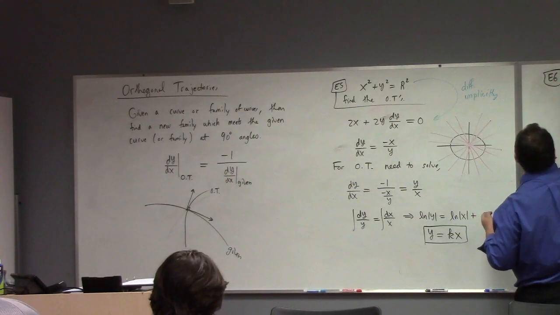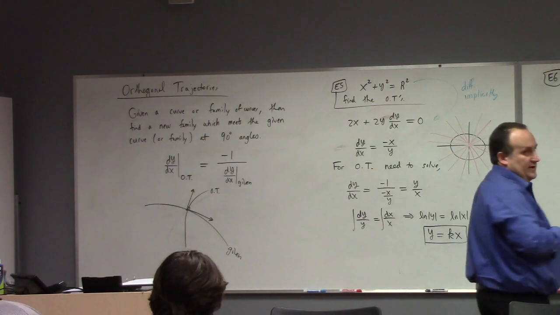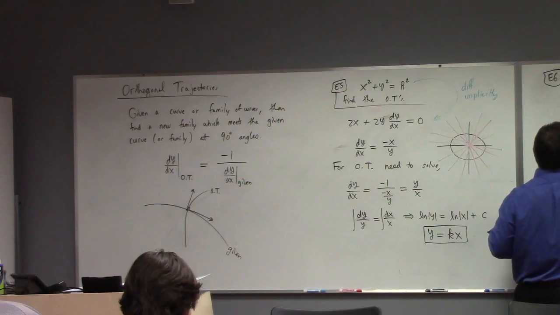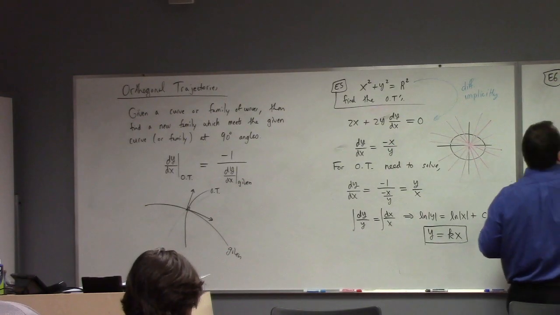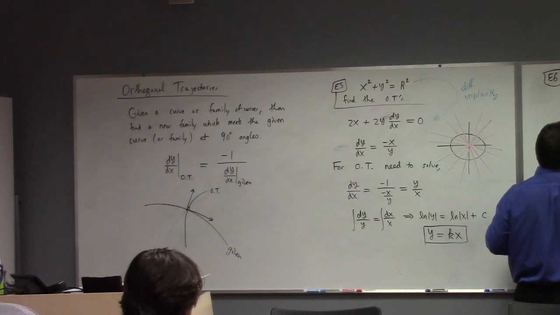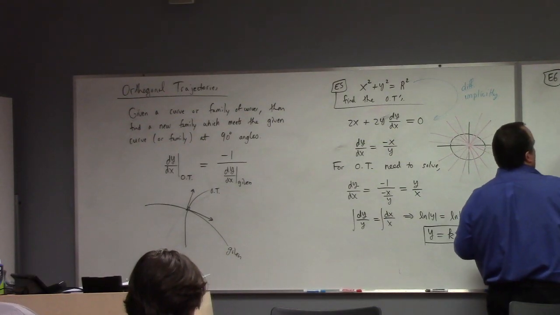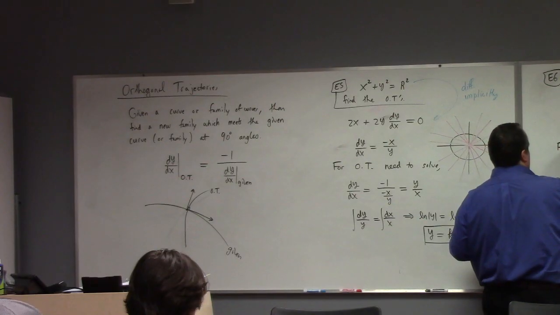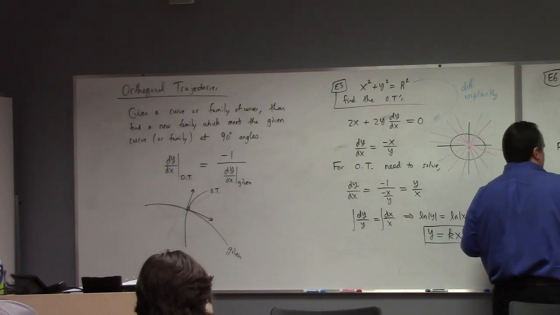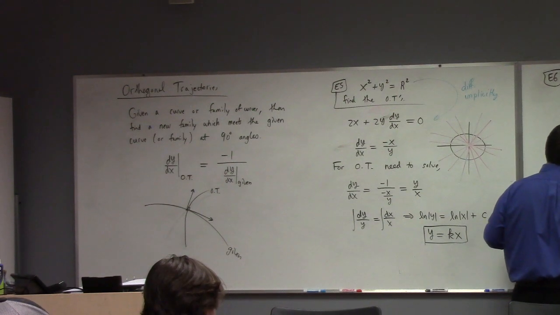Example 6: if you're up against x squared minus y squared equals 1, you want to find the orthogonal trajectories to this. I got 2x minus 2y dy/dx equals 0, which gives me dy/dx equals minus 2x over minus 2y, also known as x over y. So for orthogonal trajectories, we need dy/dx equals minus 1 over x over y, also known as minus y over x.